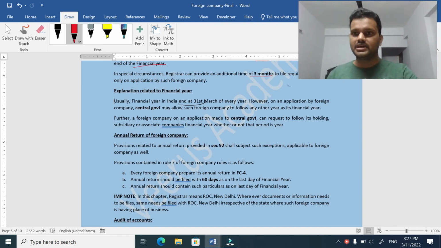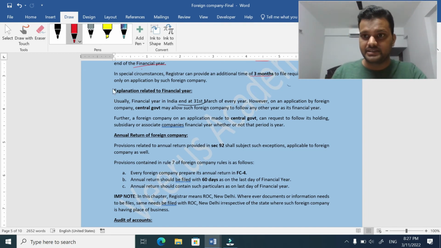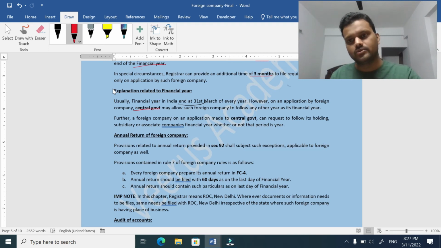In those circumstances, if the financial year is different from the financial year in India, then the foreign company can make an application to the central government. Usually the financial year ends on 31st March of every year. However, on an application by the foreign company to the central government, the central government can give a relaxation so that they can follow their own country's year as the financial year in India also. So they can file all the information related to the India filings using that year as the financial year. They need not follow 1st April to 31st March. That is all about this.